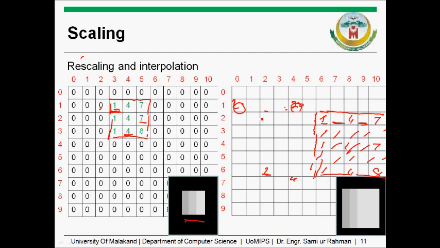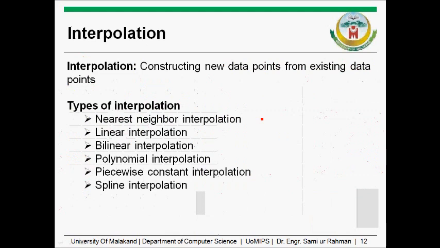This interpolation was not part of our current lecture, but I thought it's a good position to explain this concept. I can either give you these different types of interpolation as an assignment. You can just search the web and look for these different types of interpolation.